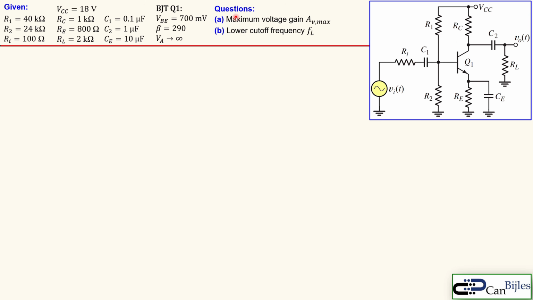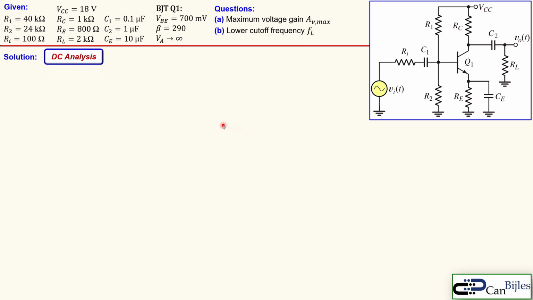Now, what are the questions? The questions are the following. We'd like to determine the maximum voltage gain, which is given here as AV max. And we'd like to determine the lower cutoff frequency for this circuit. In this case, we have the capacitors, so that will be the situation where we can use the frequency analysis in more detail here. Okay, let's see that in more detail.